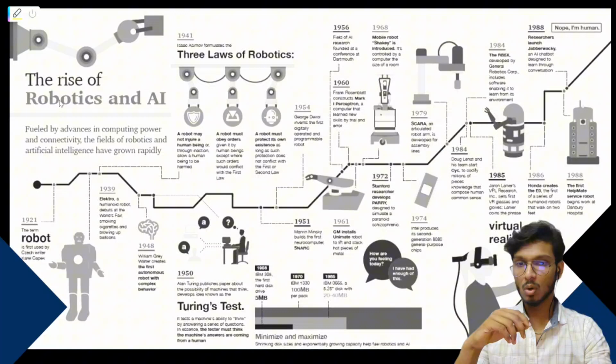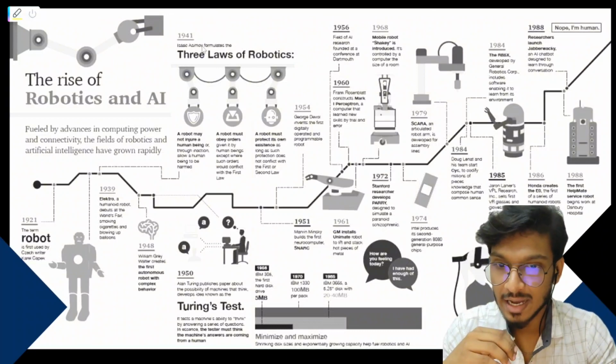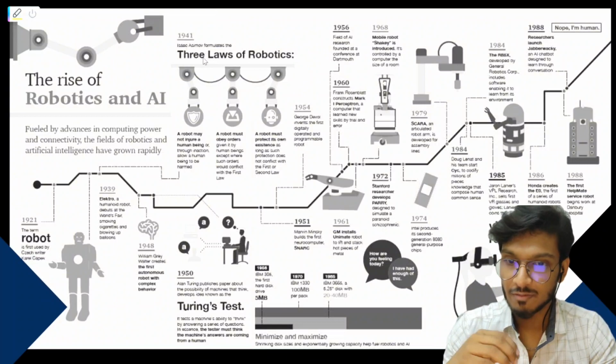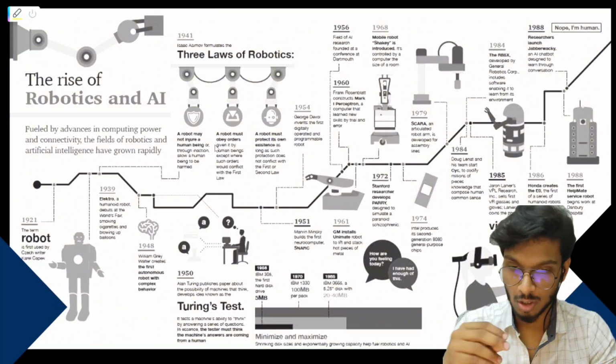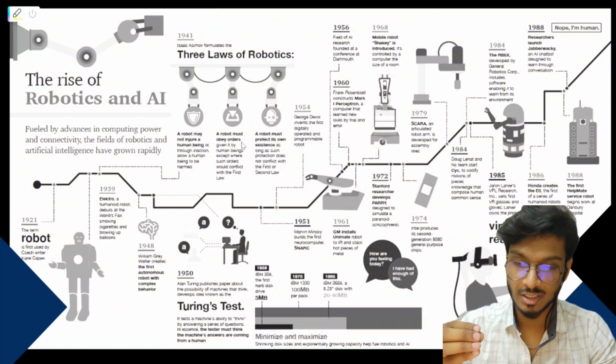First, we are going to look at the three laws of robotics. The three laws of robotics were coined in 1941 by a scientist called Isaac Asimov. He says that the first law: a robot may not injure a human being. Second law: a robot must obey orders. Third law: a robot must protect its own existence.